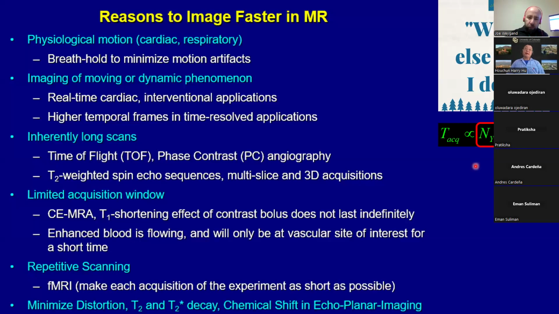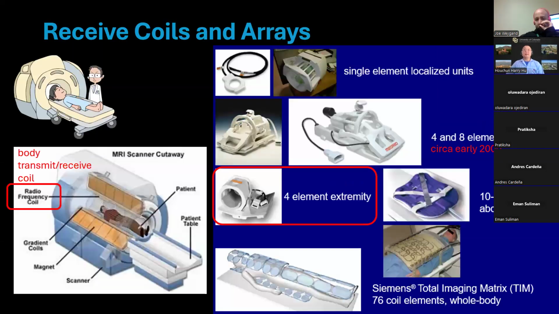Okay, so in that case, what else can you do if you want to go faster? If you're not using some kind of pulse sequence or k-space trajectory trick, you can only reduce NY or NZ. You can't change TR, because that controls your tissue contrast. So you're going to reduce NY and NZ.